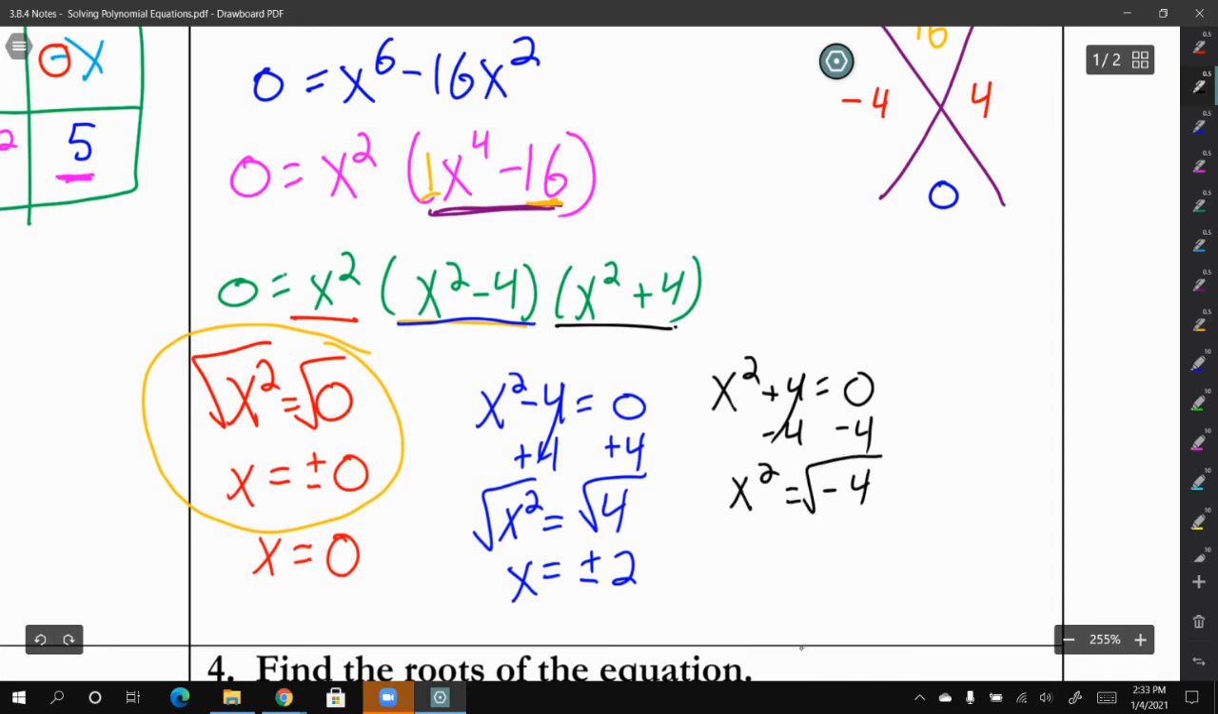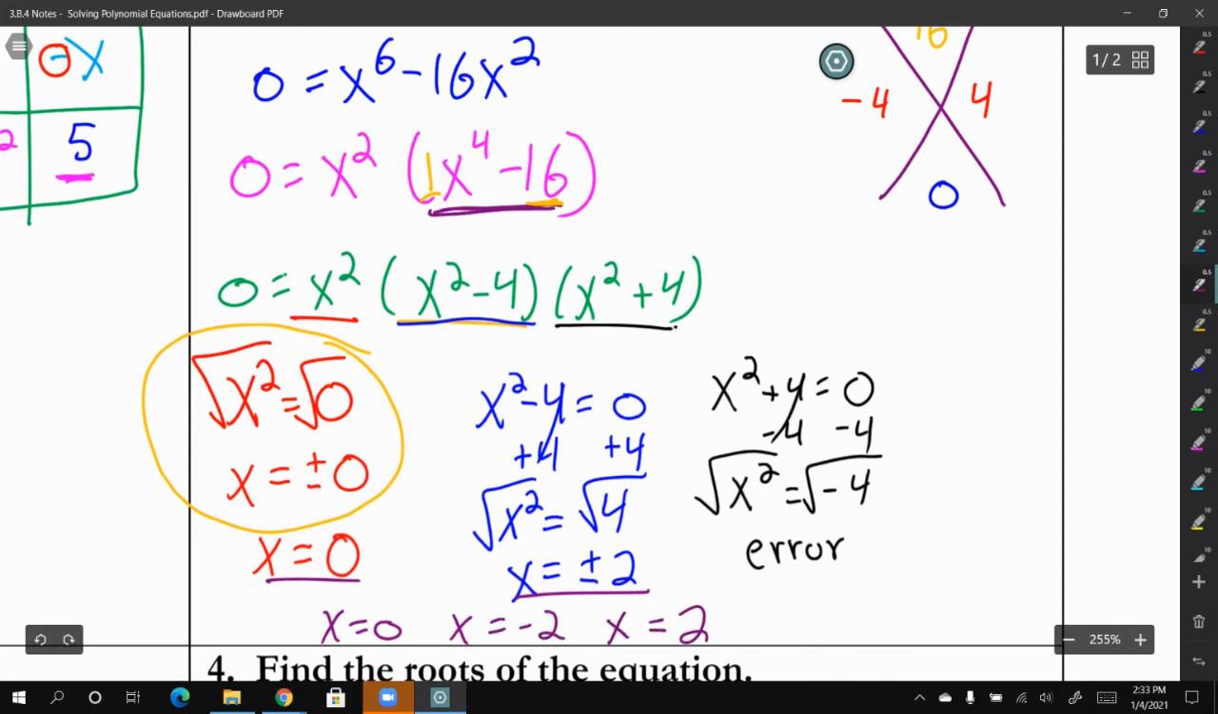Well, when we do the square root here, we get an error in the calculator. We get no real solutions for this part. Our calculator will say an error. So we don't have any real solutions for that part there. However, we still have our other solutions, x equals 0, x equals negative 2, and x equals 2.